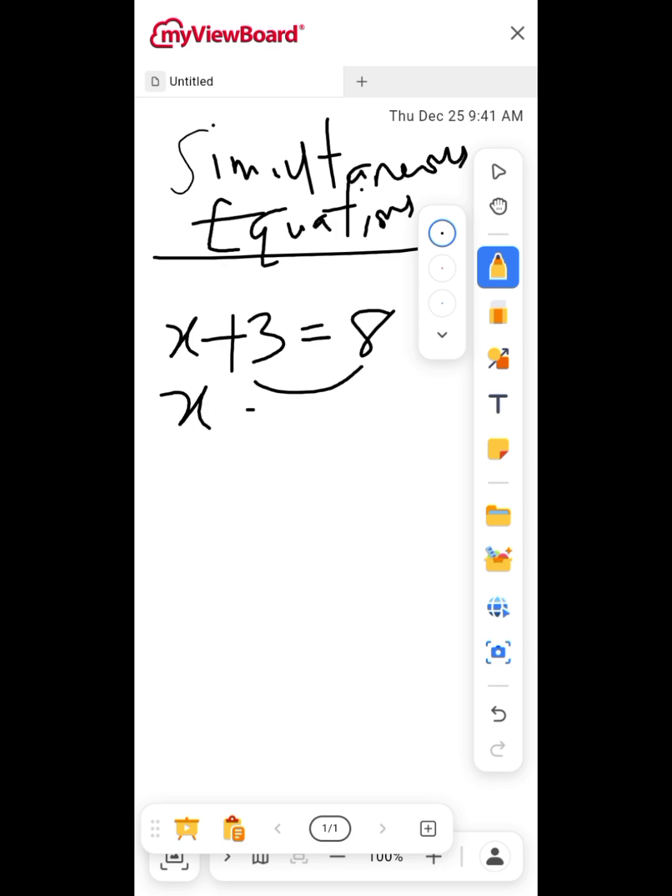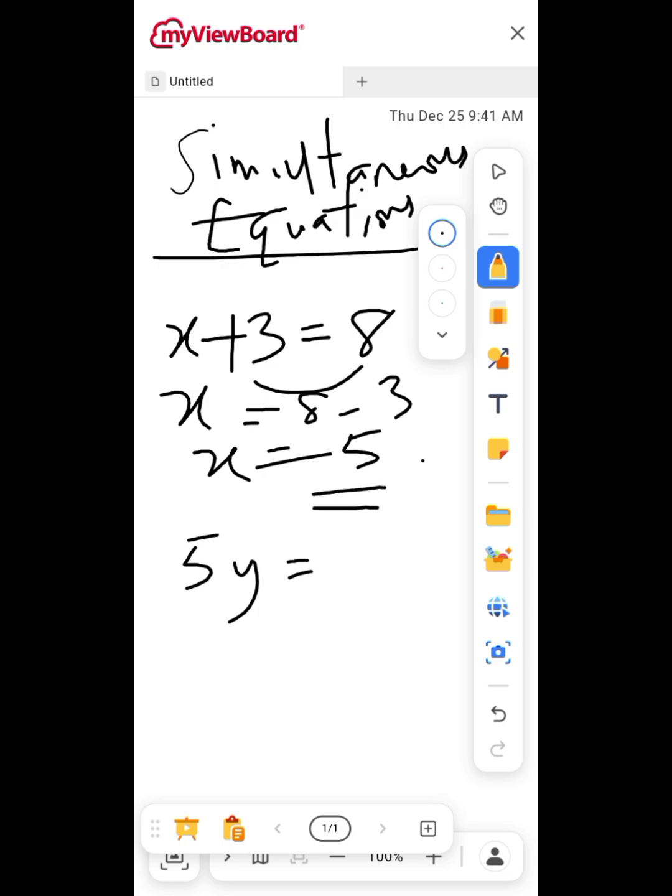And you collect like terms. You say 8 minus 3, that gives you 5. Is that okay? This is a linear equation. Most ones that we have seen so far are something like this: 5y equals 20. You divide both sides by 5, and you get your y equals 4.